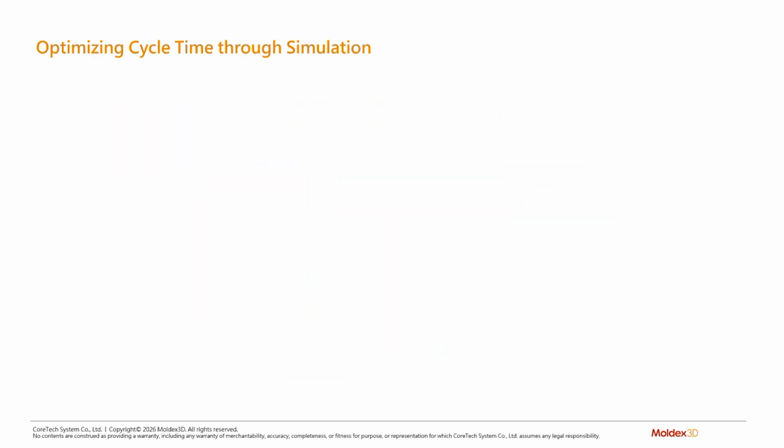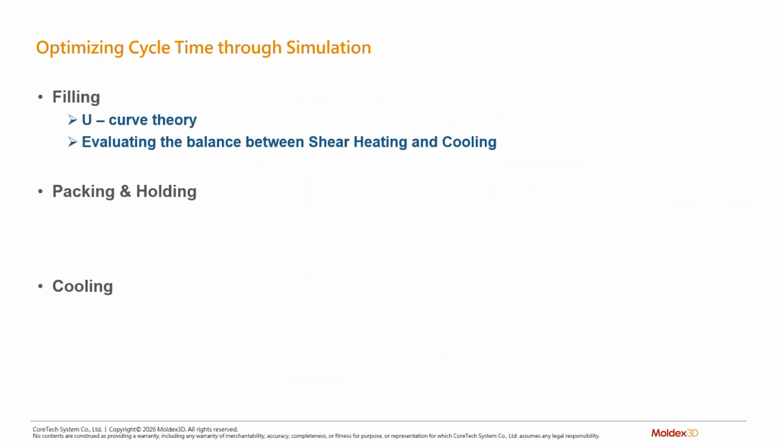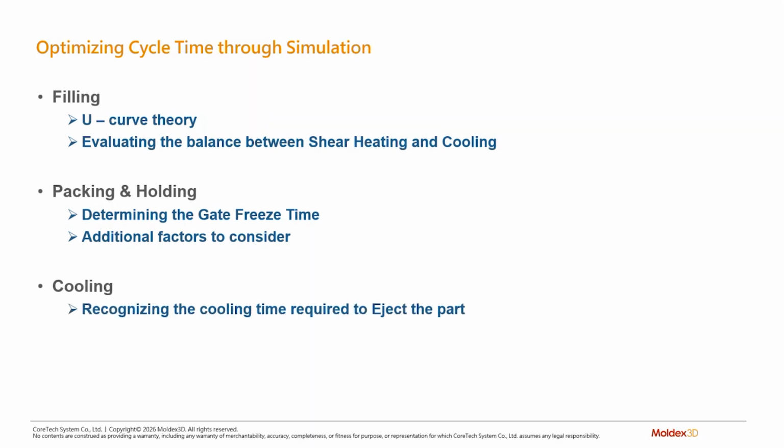The approach we're going to take is simple. So for filling, first we're going to look at the U-curve theory and the balance between shear heating and cooling. For packing, we're going to be looking at gate freeze time, as well as some additional factors that will affect pack optimization. For cooling, we're going to look at the time to eject as the key result.